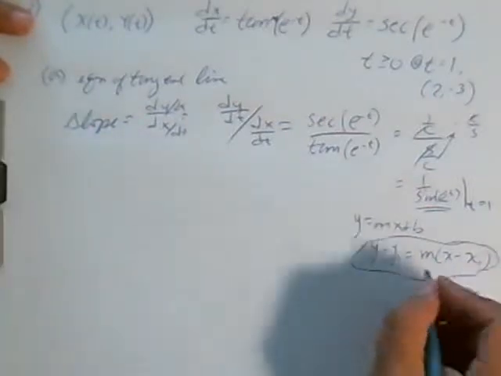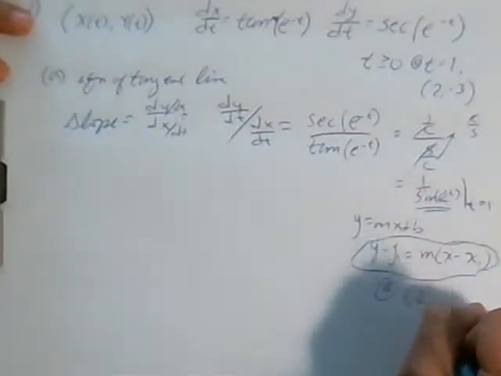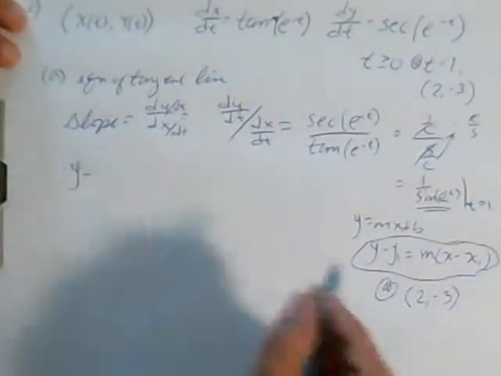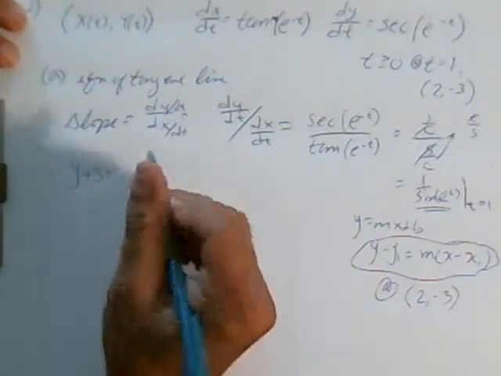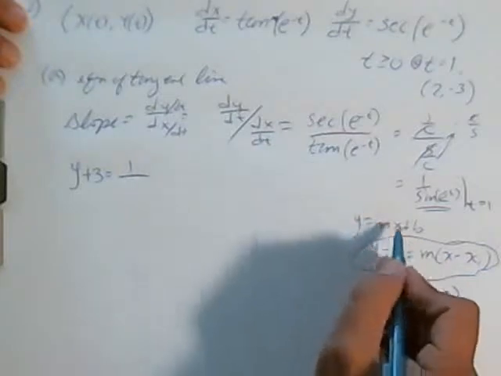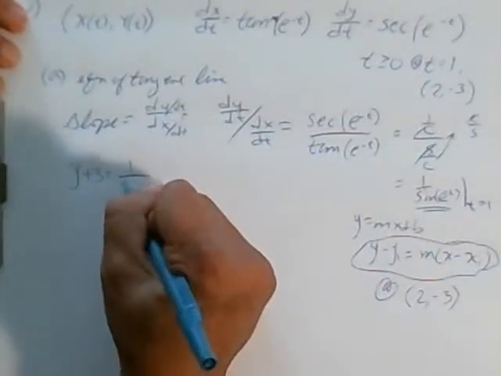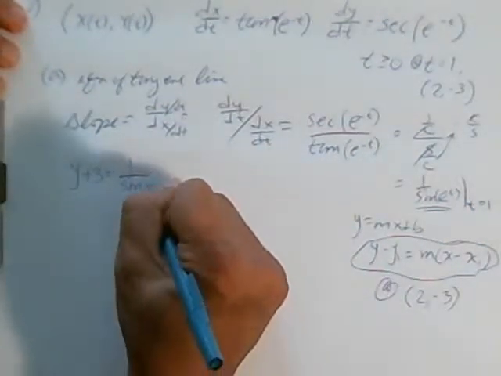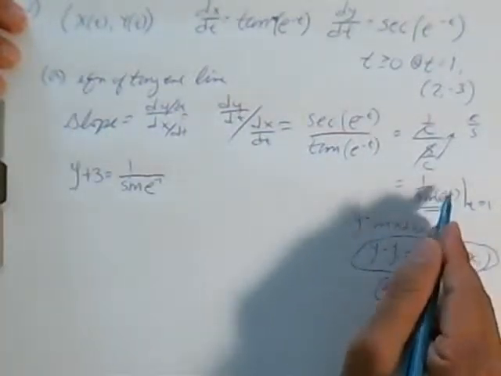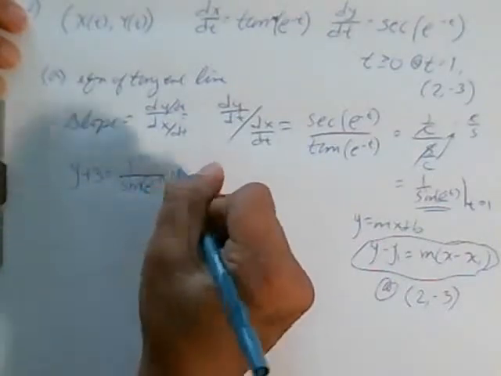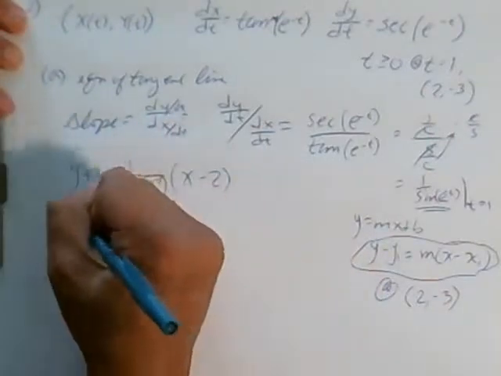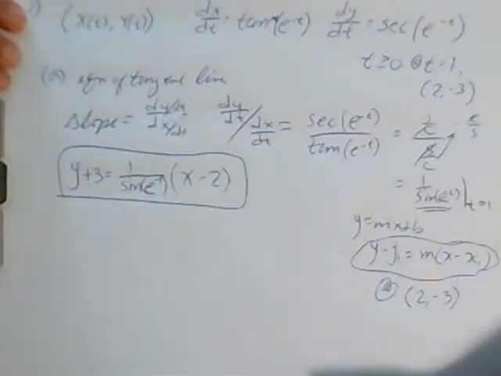So the equation is at the point (2, -3). You plug this in: y minus negative 3, or y plus 3, is equal to m, which is 1 over the sine of e to the minus 1, because you're going to plug in t equals 1 here, times x minus x naught, which is 2. And that's it. That's part A.